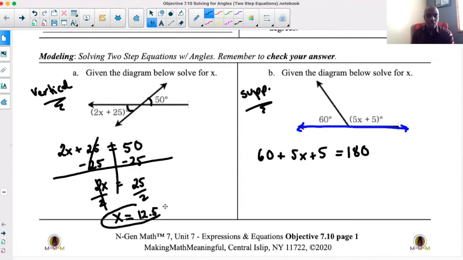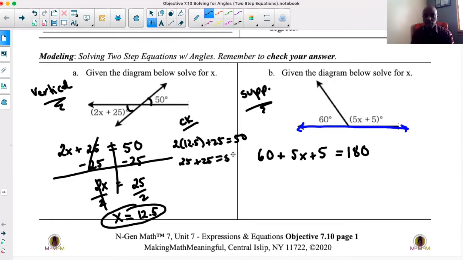Of course, you want to make sure you get into the habit of going back in and checking your answer. I know, ladies and gentlemen, you're like, but we did that all the time. It's okay, there's nothing wrong with it. 2 times 12.5 plus 25, is this equal to 50? Is 25 plus 25 equal to 50? The answer is yes, 50 is equal to 50. That makes this the right answer.